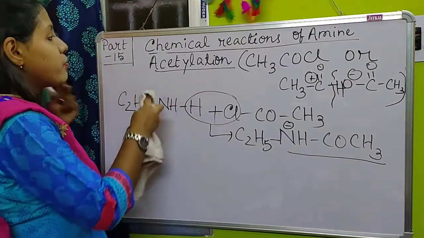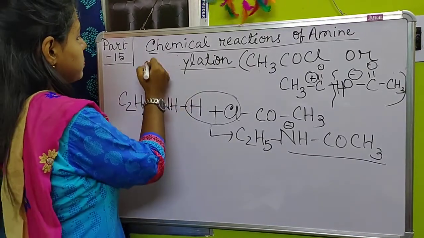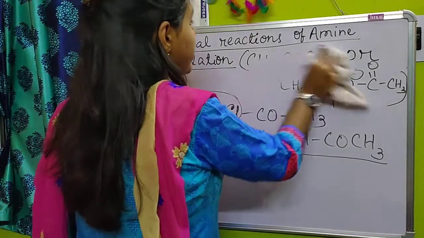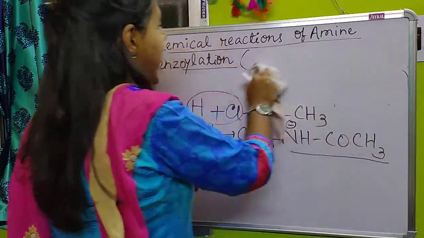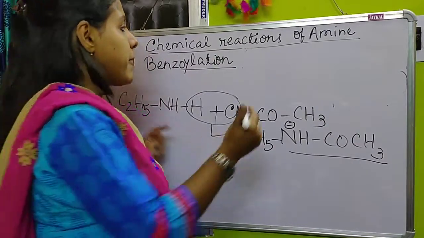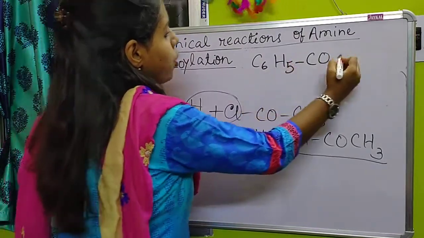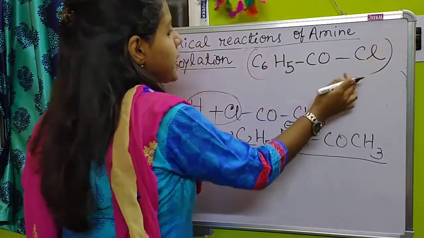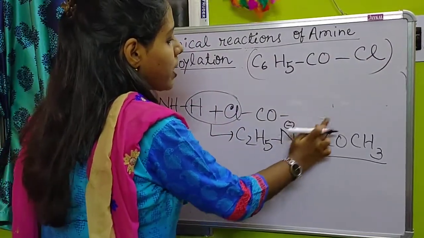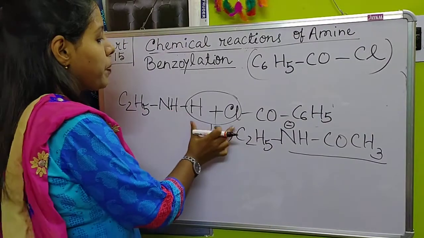The same type of mechanism we can see for the benzoylation reaction. So what is the difference between acetylation and benzoylation? Acetylation means addition of the CH3CO group, and benzoylation means addition of the C6H5CO group, benzoyl. So for this purpose we have to add benzoyl chloride. In place of CH3 there will be C6H5. Now the same mechanism will happen here also.